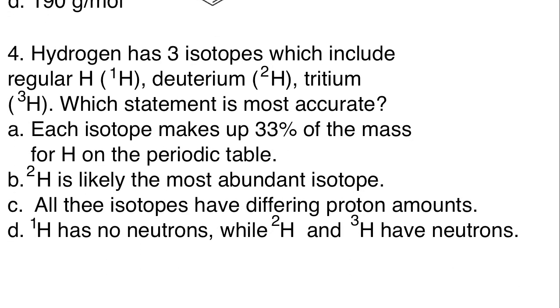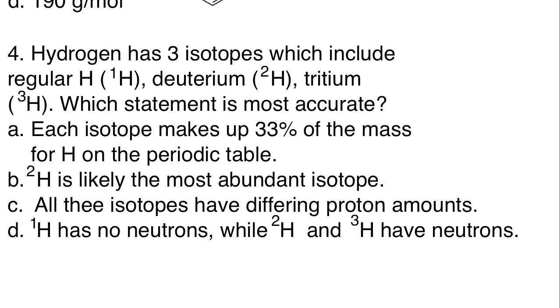We've got hydrogen has 3 isotopes, which include regular hydrogen, H1, deuterium, H2, and tritium, H3. Which statement is most accurate? And here are your options. Each isotope makes up 33% of the mass for hydrogen on the periodic table. H2 is likely the most abundant isotope. All 3 isotopes have differing proton amounts. H1 has no neutrons, while H2 and H3 have neutrons.